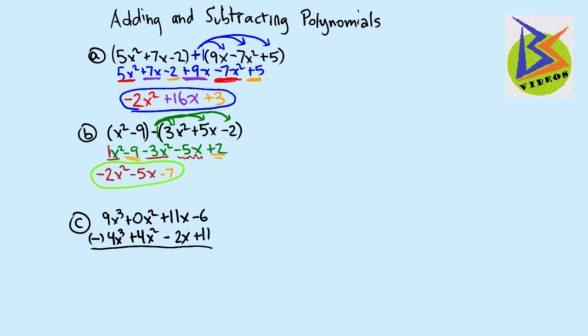This process of distributing this negative through is basically just taking what's called the additive inverse. So the additive inverse of 3x squared is a negative 3x squared. The additive inverse of a 5x is a negative 5x. And the additive inverse of a negative 2 is a positive 2. And the additive inverse only applies when you are subtracting.